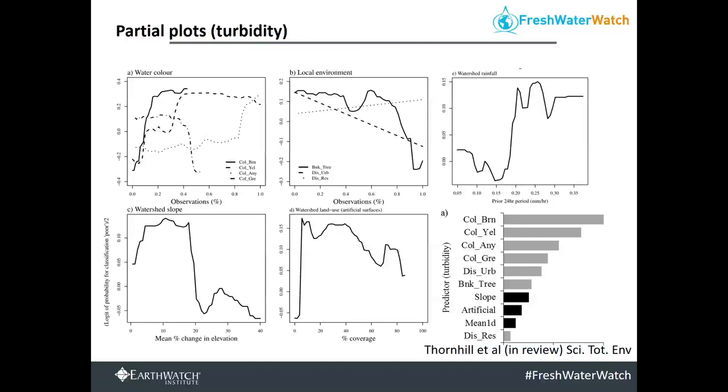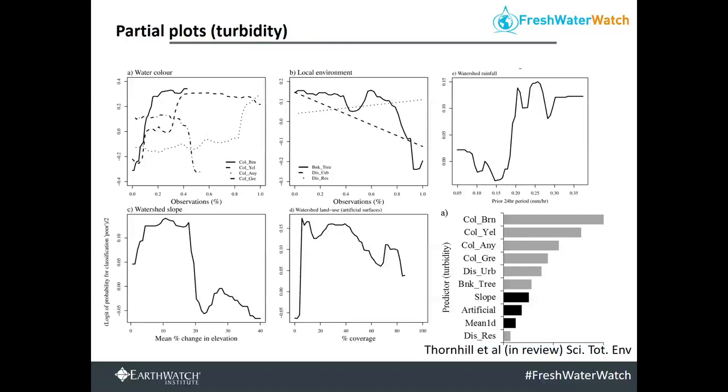So for rainfall, again, increasing rainfall in the 24-hour period prior increases the probability that a site will be of poor water quality. Artificial surfaces is a little less clear, but it's quite a nice start in that you only need a little bit for it to go straight up with a higher probability of being poor water quality, but then there's a slightly less clear relationship beyond that.